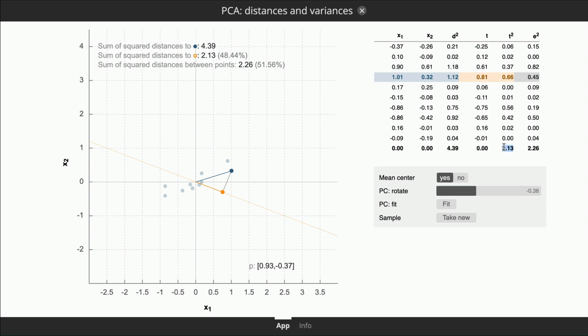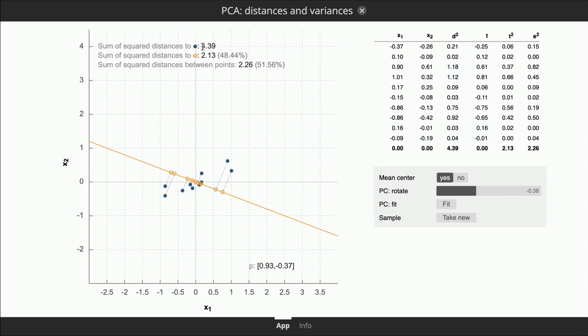And then you can see, for example, in this case, the spread of the orange points is 2.13, sum of squared distances. And the sum of squared distances for blue points is 4.39. So this is almost a half of this, right? So it means that if we take the orientation of our latent variable like it's shown here, we can explain only a half. When the points are projected to the orange line, to this latent variable, the spread of these points is almost a half of the spread of the original points. And this information is also given here.